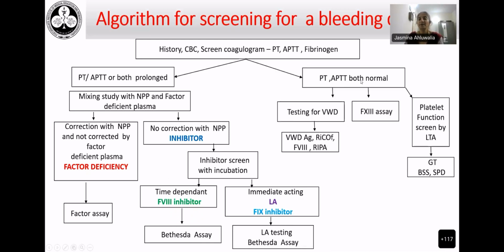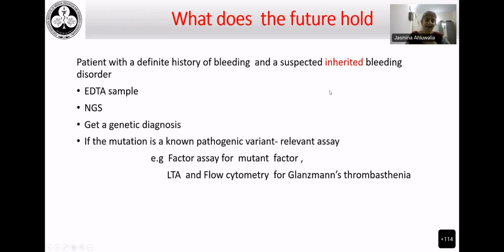If the PT and APTT are both normal and the fibrinogen is also normal, then we need to exclude von Willebrand disease by doing the von Willebrand screen. We need to exclude factor 13 deficiency by doing a urea clot solubility test and a factor 13 assay, and platelet function testing by light transmission aggregometry. So this is how I learned coagulation and how we have been practicing.